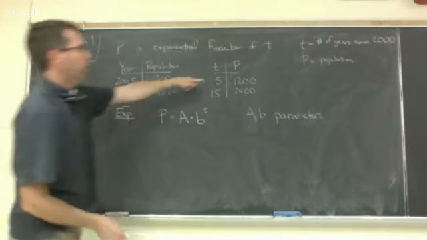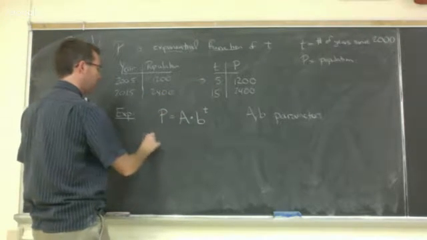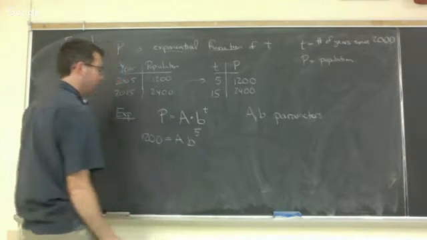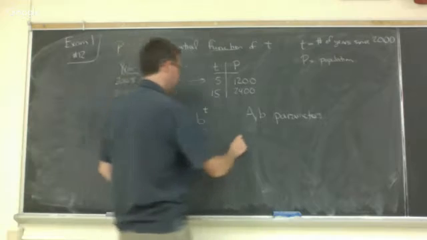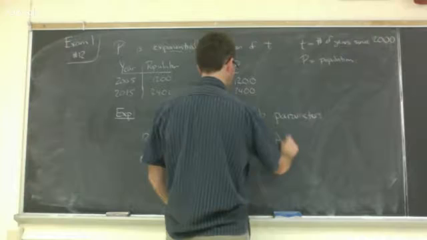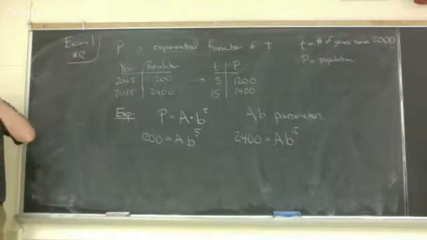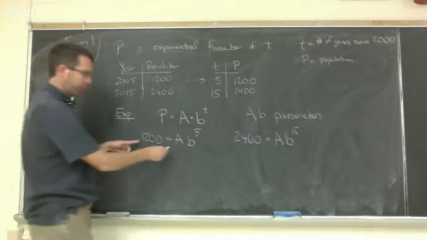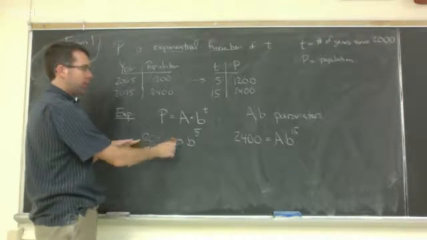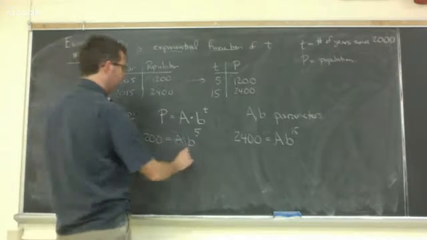So each data point gives me an equation. So 1200 gives me 1200 equals A times B to the 5. And the second gives me 2400 equals A times B to the 15. Now our strategy for these problems is I've got an equation with two parameters. I'm going to solve for one of them, and the easiest one is to solve for A by dividing both sides by B to the 5th.